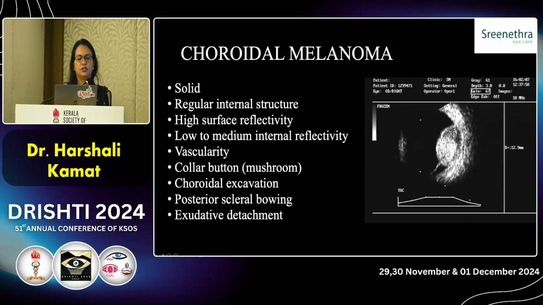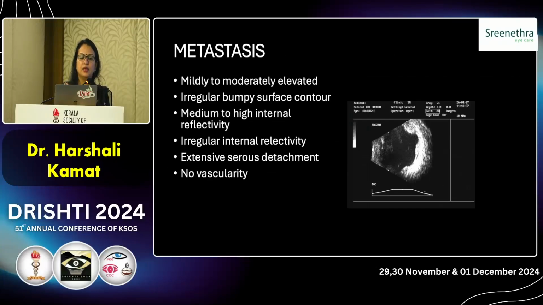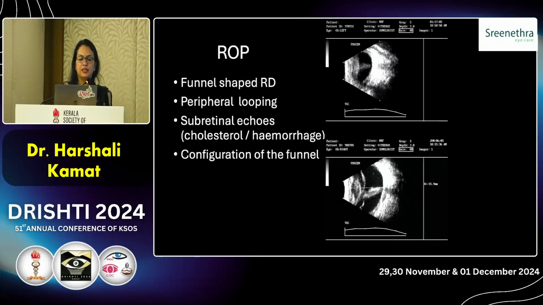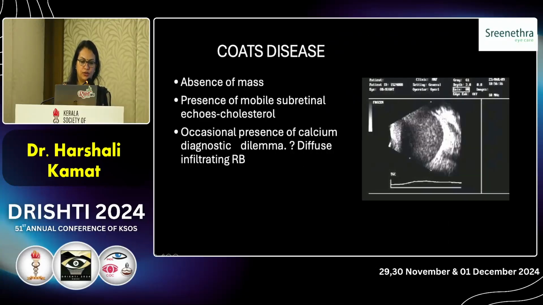Melanoma may have a collar button shaped appearance, and you may show choroidal excavation with scleral bowing. Metastasis may have a lumpy, bumpy appearance with exudative RD. In certain pediatric conditions, such as advanced ROP with a closed funnel, you may find this high reflective echo. There may be different types of configurations, such as anterior open or posterior open, which you need to document.